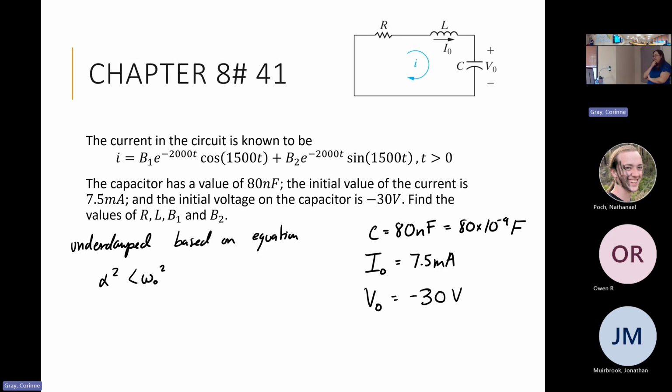All right, so that's what we're given. And then we're being asked to solve for resistance, inductance, B1 and B2. Basically all of the unknowns in our equation. So before we get anywhere, we're going to want to look at what we have and start figuring out how we can solve for these other pieces. So I'm just going to rewrite the equation.